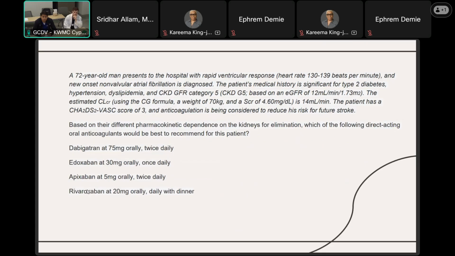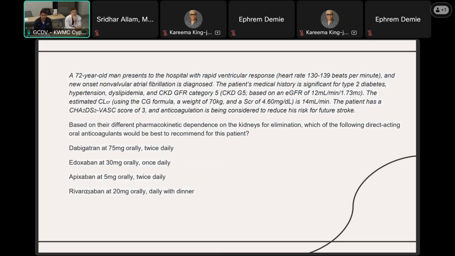Okay, let's talk about anticoagulants. A 72-year-old man presents to the hospital with RVR, heart rate 130 to 139 beats per minute, and new onset non-valvular atrial fibrillation is diagnosed. Patient's medical history is significant for type 2 diabetes, hypertension, dyslipidemia, CKD, GFR category 5, based on eGFR of 12. The estimated creatinine clearance using the Cockcroft-Gault formula is 14 milliliters a minute. The patient has a CHA2DS2-VASc score of 3, and anticoagulation is being considered to reduce the risk of future stroke.